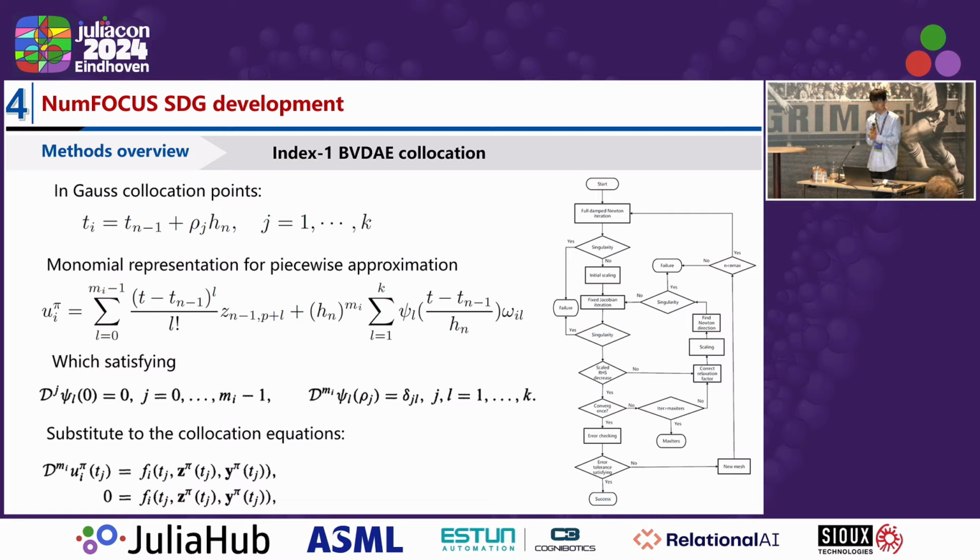First we have K-stage collocation points. According to the monomial representation for piecewise approximation, we can set up the collocation equations at these collocation points. Then we substitute the monomial representation and we get the nonlinear system. All we have left to do is solve this system, and we get the numerical solution of this index one differential algebraic equation.